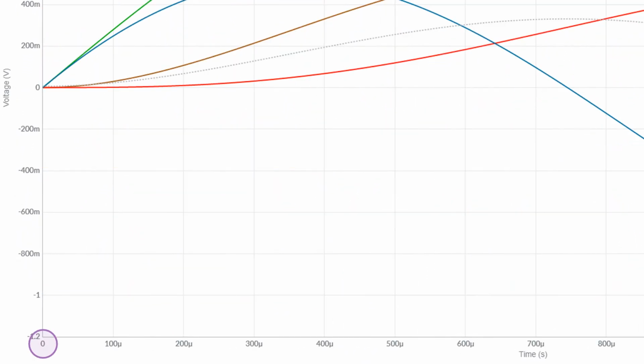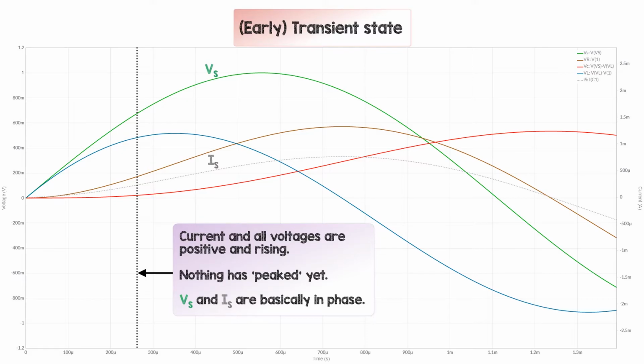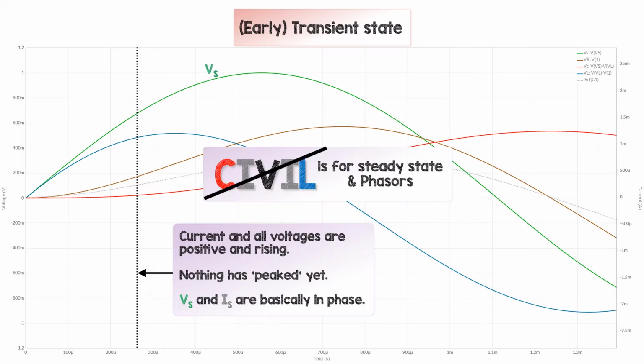If we zoom into the very start, CIV breaks down here. The early transient state, the series current, or the current of the circuit, and the supply voltage, and all the other voltages are positive and rising, and nothing has peaked yet, so they're basically in phase. CIV is only for the steady state, and whenever we talk about phasors, we're talking about the steady state when everything's settled down in the circuit.